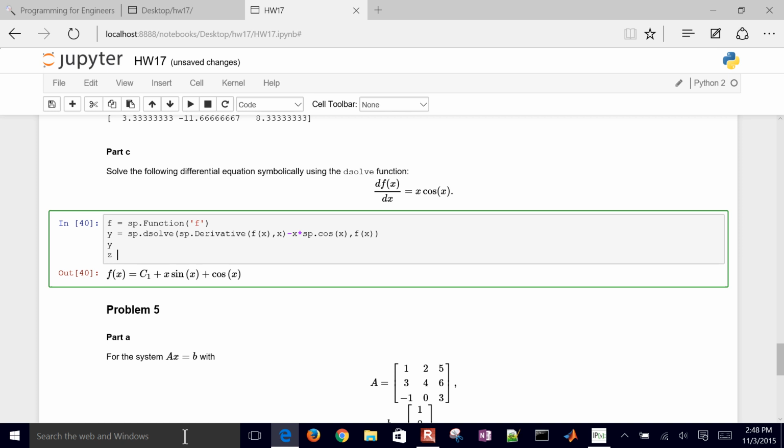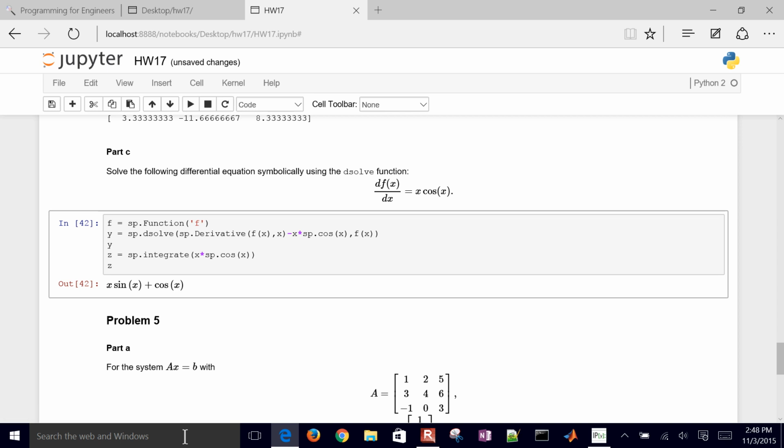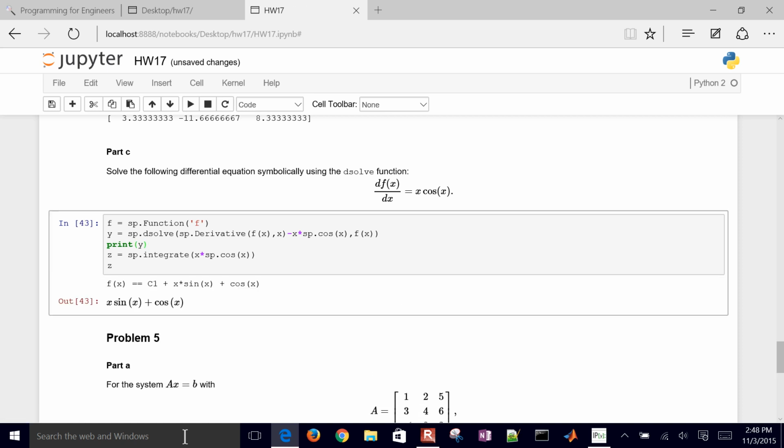So let's do z equals sp.integrate, and then we'll integrate x times sp.cos of x, and then let's print out z. Okay, so it gave me the same answer, and I'll print y as well. It gave me the same answer, but it showed me f of x equals a constant plus that same answer that I got by integrating x times cosine of x.